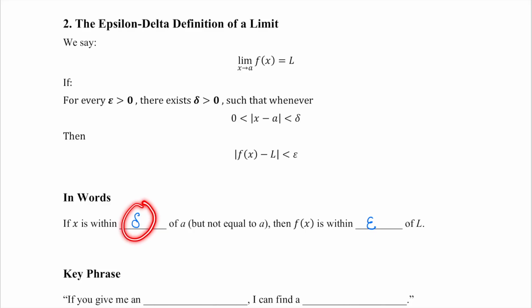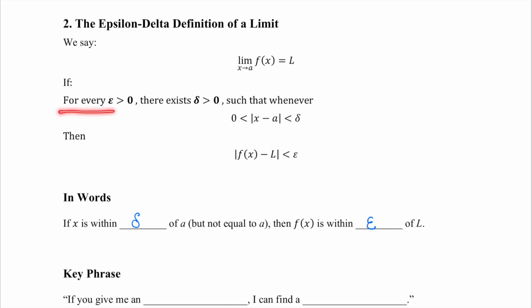Delta controls how close x must be to a. Epsilon controls how close f of x must be to L. Delta is about the input. Epsilon is about the output.